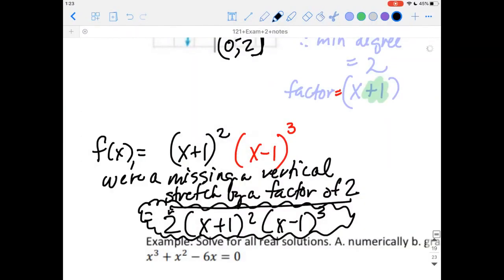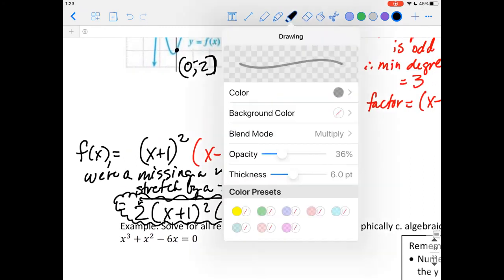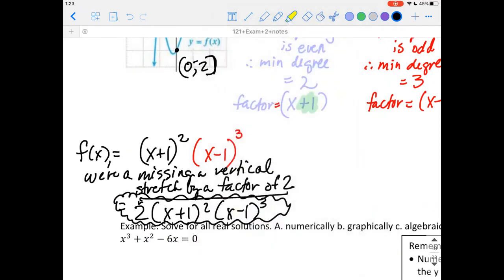Now, how would we have done it algebraically? Well, multiplying it all out, multiplying this all the way out, and then multiplying it with this, and then we would have seen that we were missing a factor of 2 on all of our leading coefficients, and then we would have put this 2 right here. Definitely time consuming and not enough space here.